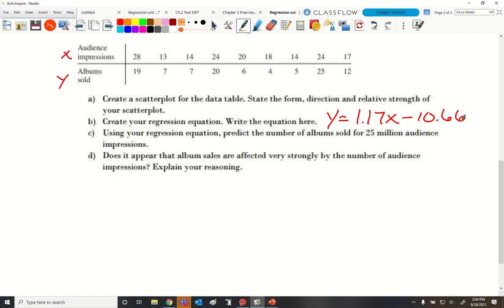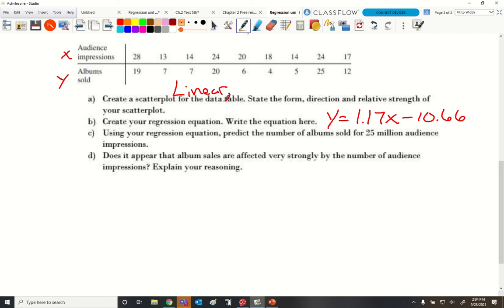And let's go back up to A. Go back up to A. So what form did we have? What type of it was it? Linear, very good. So linear. So after linear, what direction? Is it positive or negative? It's positive because I had a positive R value, right?